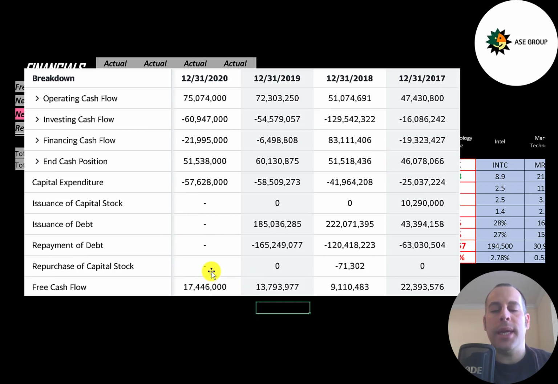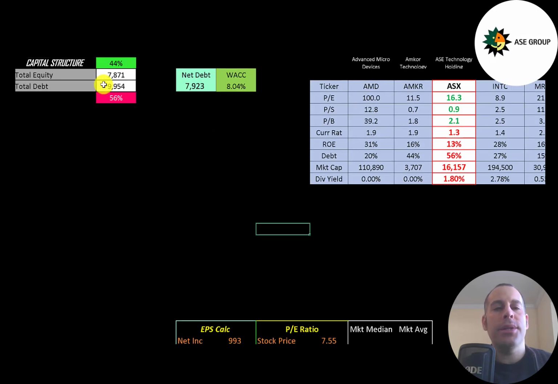Free cash flow is the cash that's remaining to pay a dividend, grow the business, pay down debt, or buy back stock. They do pay a dividend, but it looks like they're using a lot of their free cash flow to grow the business. They issued 10 billion of capital stock in 2017. They also issued a lot of debt in 2018. They paid down more debt than they issued in 2017, and they issued a little more debt than they paid down in 2019. Let's look at the capital structure.